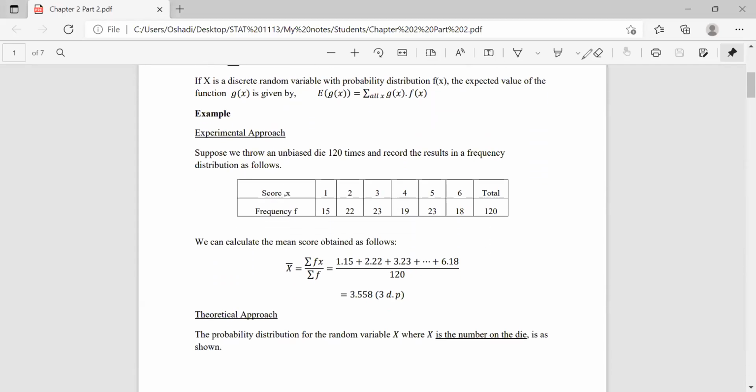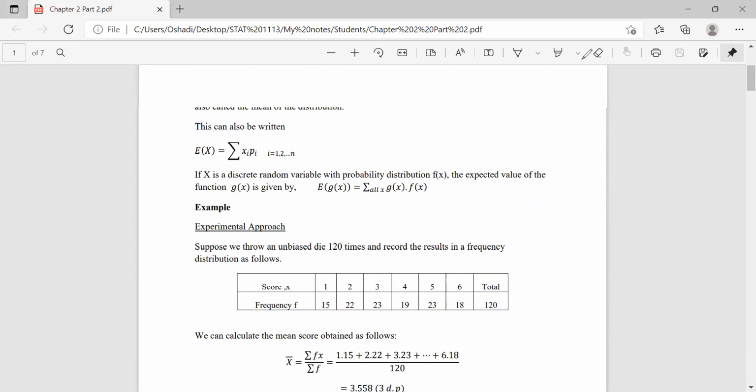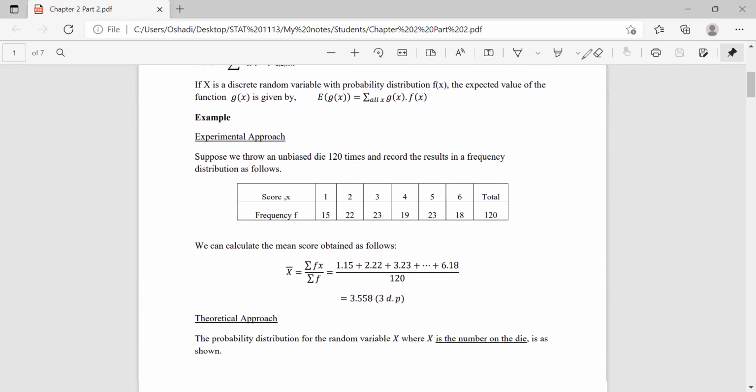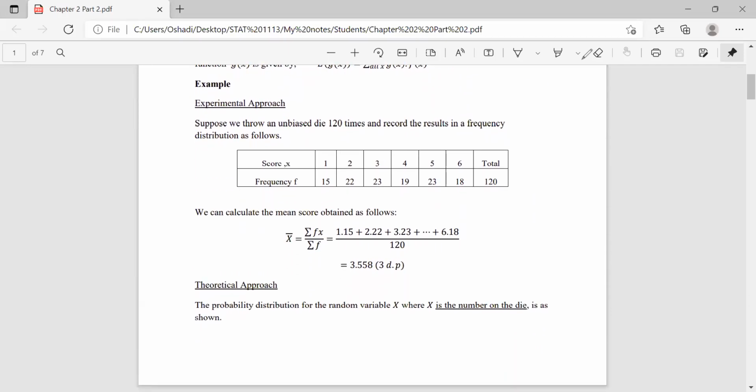Okay. For an example, consider this. This is for the discrete case. Suppose we throw an unbiased die 120 times and record the result in a frequency distribution. So this is the experimental approach. We have done the experiment, and according to the experiment, we have obtained the following frequency values. This is called a frequency distribution. 1 has been obtained 15 times, 2 22 times, 3 23 times. Likewise, we have obtained the experimental results.